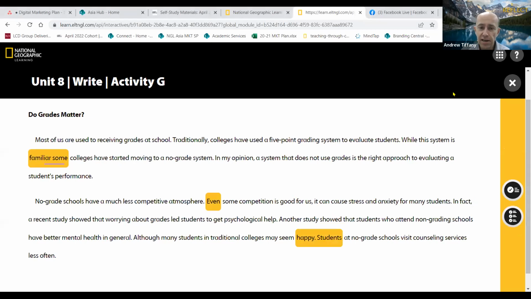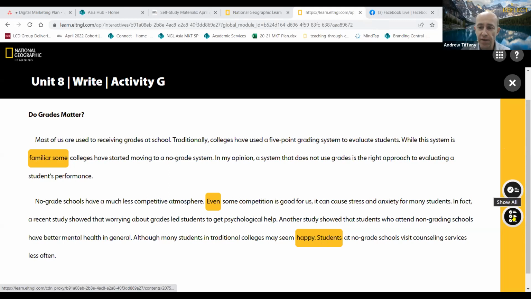So here's the 3, right? What we should have here is a comma, right? We should have a comma here, okay? And even some competition is good for us. It can cause... yeah, that's wrong. It should be "although," right? Yeah, exactly. Good one. Okay.